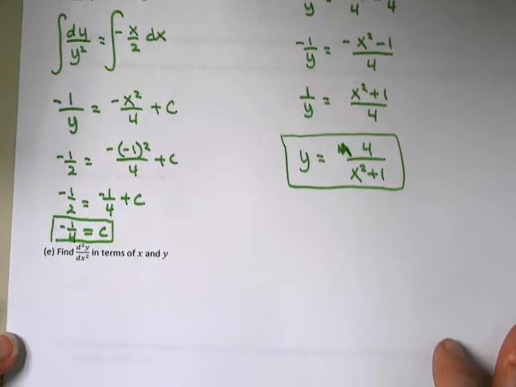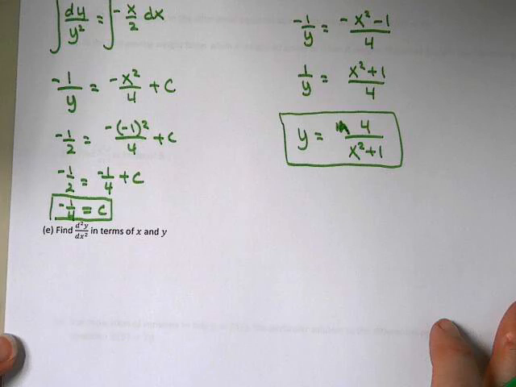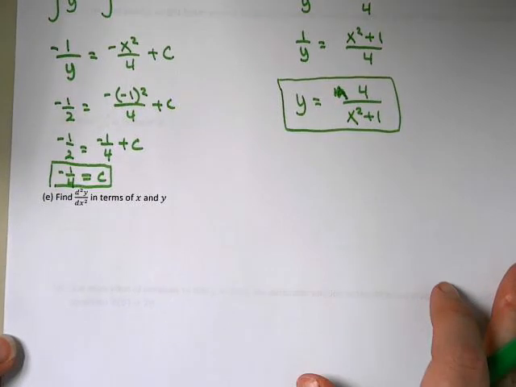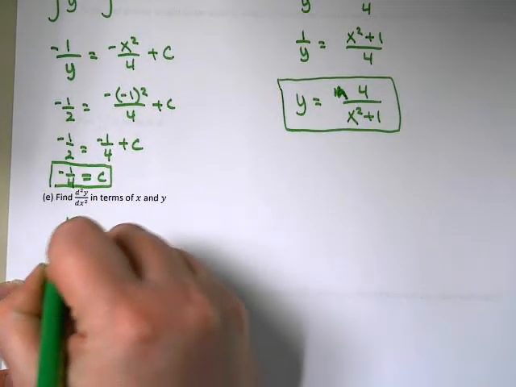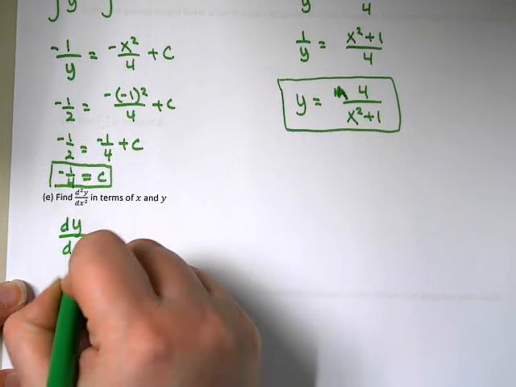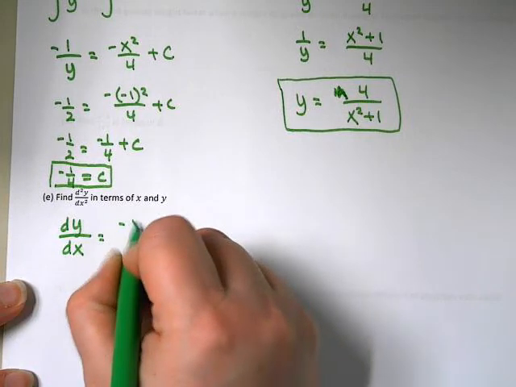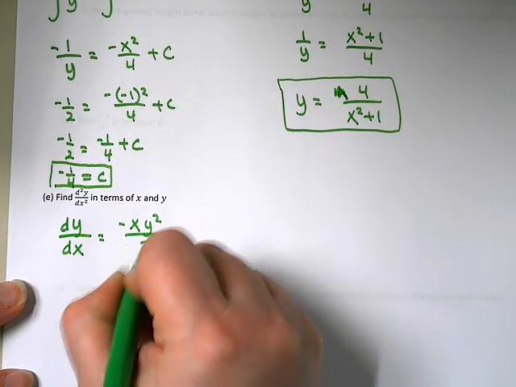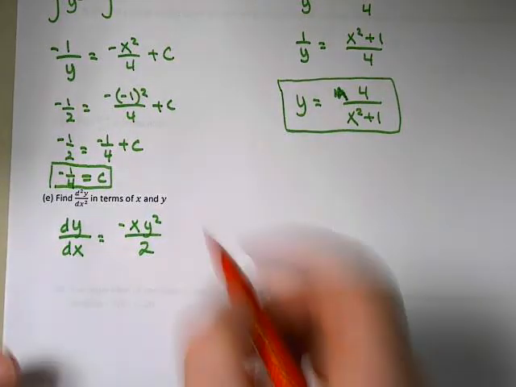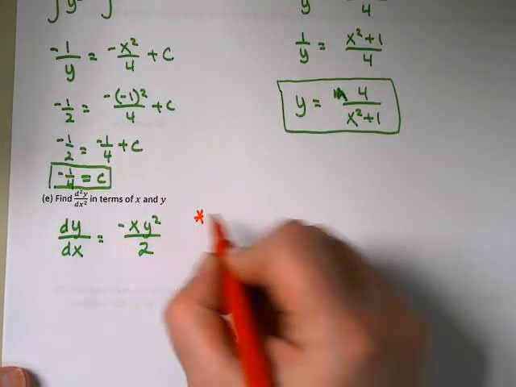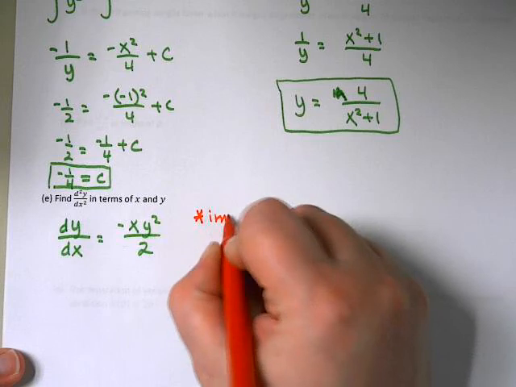So the last thing we have to do here is it says find the second derivative in terms of x and y. So I'm going to go ahead and rewrite what our first derivative was. So dy/dx is equal to negative xy squared over 2. And something I want you to make a note of right here is that in order to find the second derivative, we're going to need implicit differentiation.